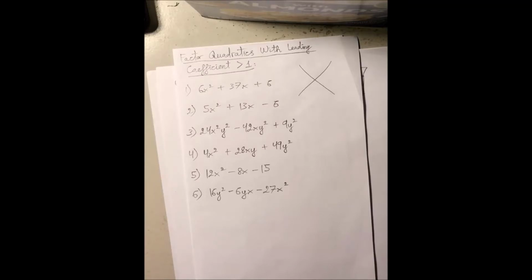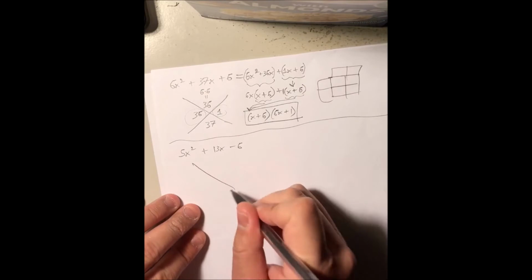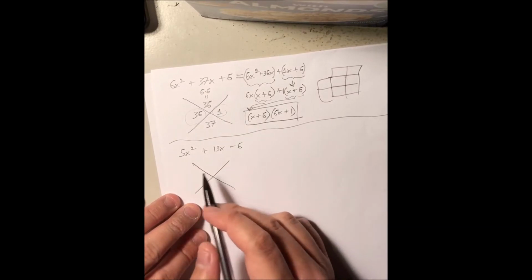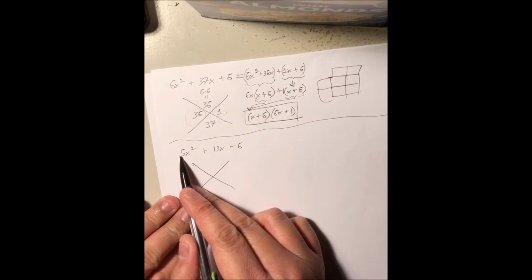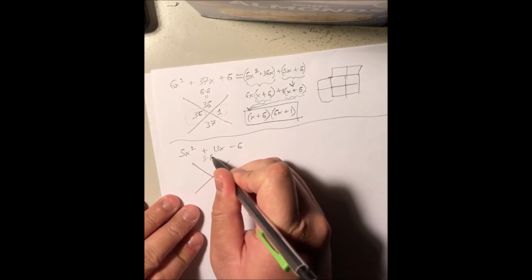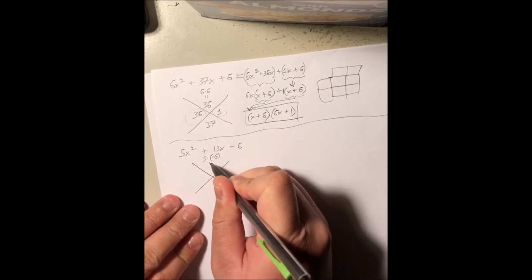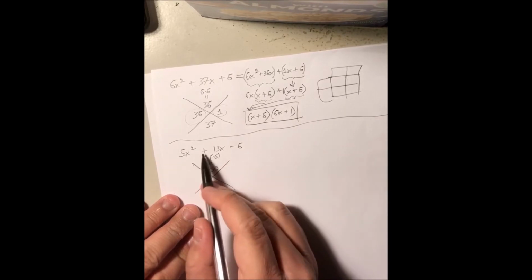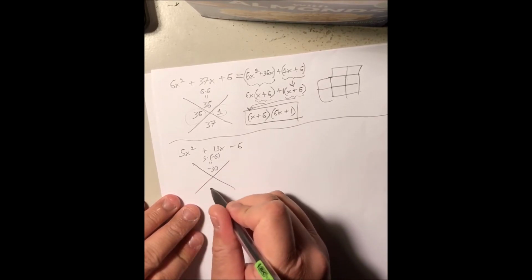Okay, let's start with example 2. Same method. Set up the x. Top part is the product of leading coefficient positive 5 and the constant negative 6. So 5 times negative 6. That's equal to negative 30. Drop the second coefficient plus 13 at the bottom part.